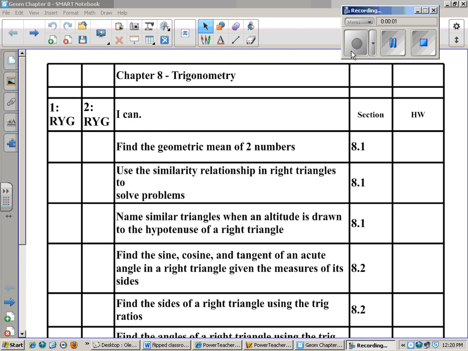Triangles are your best friend in geometry. There's so many things you can do with right triangles to help you solve problems. We've already learned similar right triangles. Like if you draw an altitude, you create three similar right triangles, and you can use geometric mean to find pieces that you're missing.